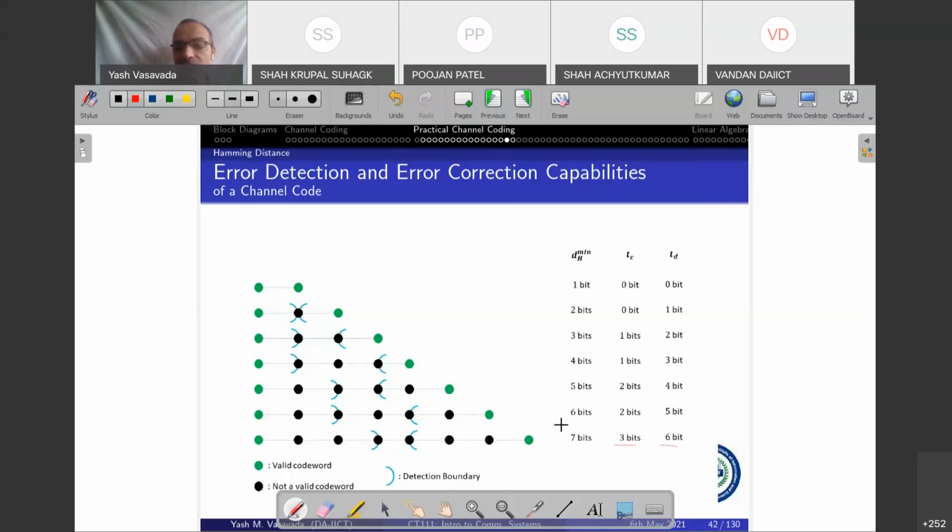And what we have seen is that in order to make channel code more and more powerful, we have to somehow increase the minimum Hamming distance. The powerfulness of channel code, as measured in terms of TD and TC, is entirely the function of DH-min. Who can tell me if I want to write the formula for TD in terms of DH-min, what will it be? DH-min minus 1. Exactly, it will be DH-min minus 1.